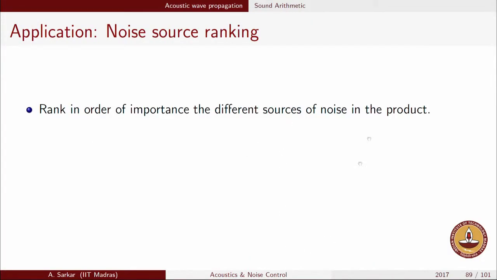59 dB plus 63 dB added logarithmically is going to give us a total sound of 60 decibels. Okay. So, here we are about noise source ranking. As I said, the dB subtraction formula is very useful for the exercise of noise source ranking.